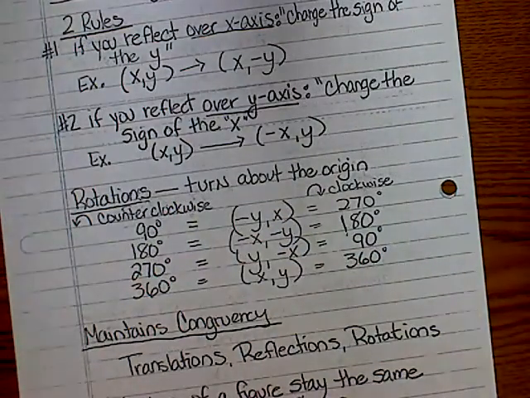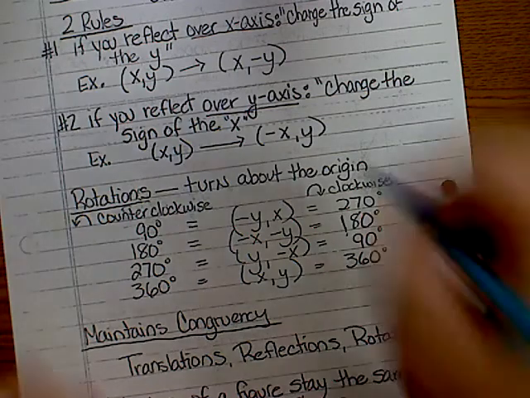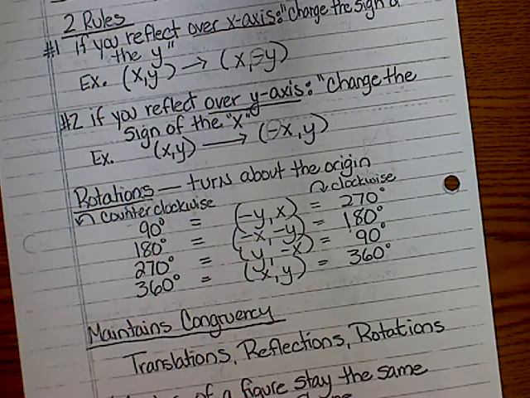So it's just the opposite. Reflect over Y, change the sign of X. Reflect over X, change the sign of Y. And you're just flipping your figure. You are not changing the size or the shape, okay? You do not change the size or the shape. All right? So this little sign means change the sign. It doesn't mean make it negative for transformations, okay?